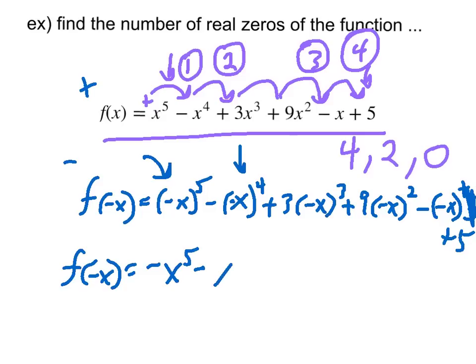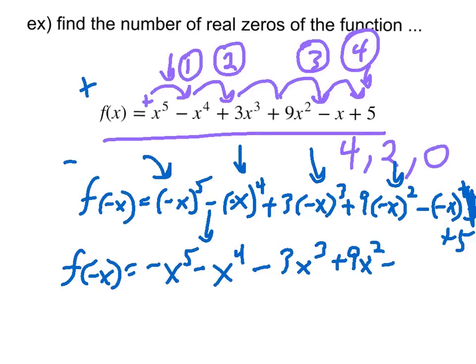So it's just going to stay x to the 4th, but because it was negative here, it's going to still be negative. Over here, we have a negative x times a negative x times a negative x. That makes it negative x to the 3rd, which is going to make this term negative 3x to the 3rd. Here, we have a negative x times a negative x, which stays positive x squared. So we have positive 9x squared. Negative, negative makes that a positive x, and we have a positive 5.